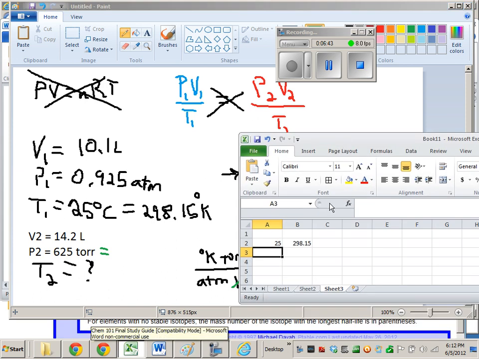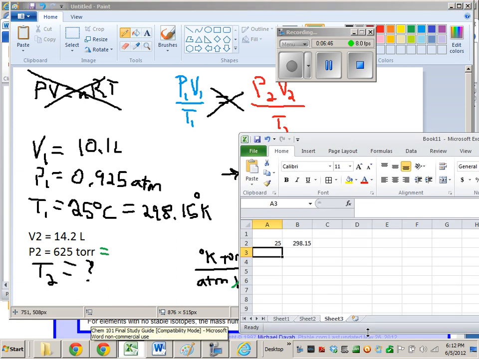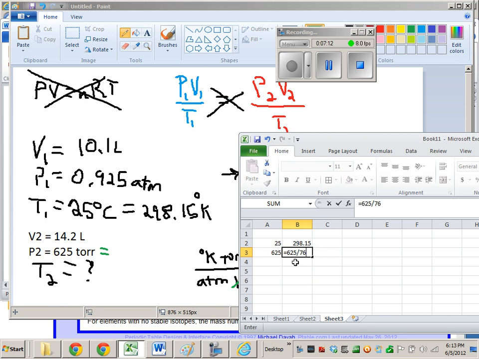Yes, there are 760 torr in an atmosphere. There's also 760 millimeters of mercury in an atmosphere. They're the same unit. They mean the same thing. They're the same amount of pressure. So millimeters of mercury is a torr. 625 divided by 760. Okay.